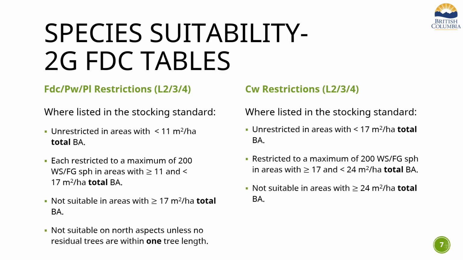I also want to cover how species suitability works for CEDRSS. In the stocking standard tables in the implementation guide, all included species are termed ecologically suitable. They don't split between preferred and acceptable categories. However, some of the ecologically suitable species have restrictions which relate to basal area levels or aspect.